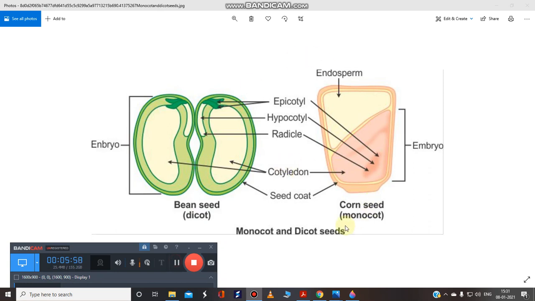As you can see, again monocot seed, corn seed, and bean seed, that is the dicot seed. Look at this. This is the cotyledon. Only one cotyledon is present in monocot, whereas in dicot, one cotyledon is here and the second cotyledon is here. If we talk about the parts of the dicot, it has the epicotyl as well as the hypocotyl part. And here is the radicle. Over here in the monocot, the radicle part is like that. Then the endosperm is over here in the case of monocot.